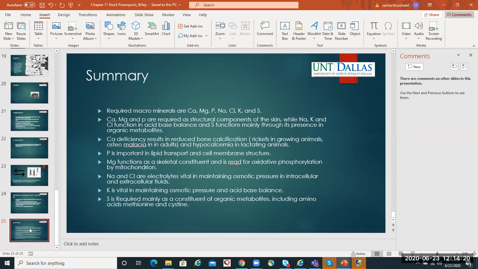We talked about sulfur, which is required mainly as a constituent of organic metabolites. As such, there are no certain deficiency symptoms unless they are related to those organic metabolites. There are no certain toxicities related to sulfur either, but sometimes there might be a serious neurological disease, polioencephalomalacia, PEM, that can occur in ruminants which are fed high levels of sulfur.